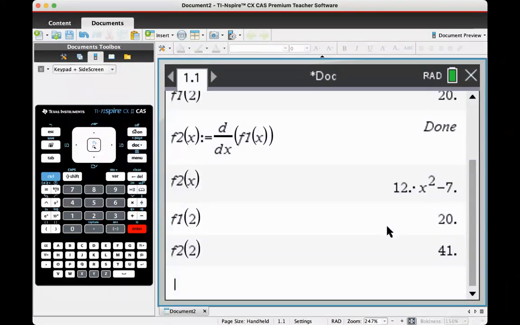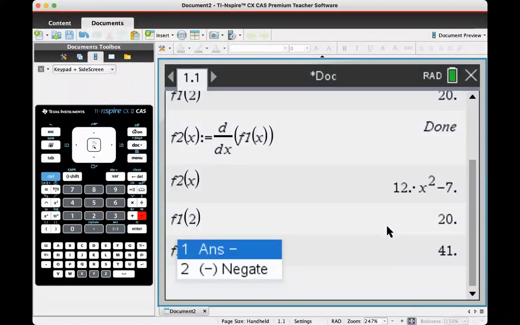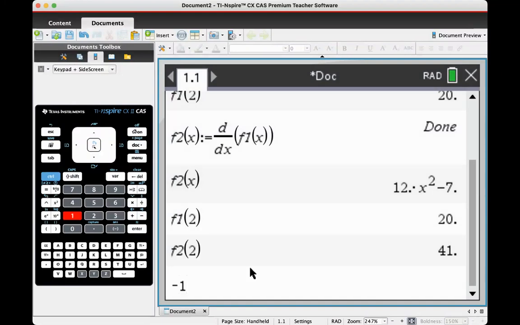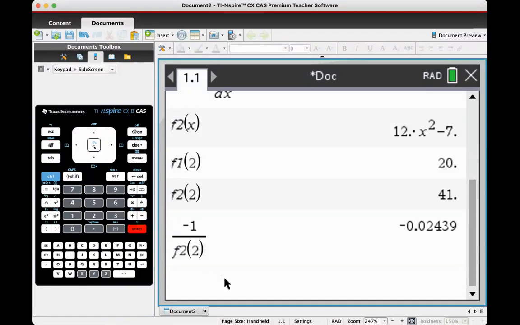But I'm going to do the normal instead. And probably the easiest way to do the normal is to go minus 1 divided by, and then type in f2 of 2. So negative 1 divided by is like that, flipping the gradient on its head and making it the opposite sign. So m1 times m2 equals negative 1, so that takes care of that. And that gives me negative 0.02439.